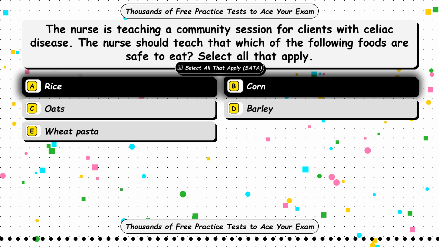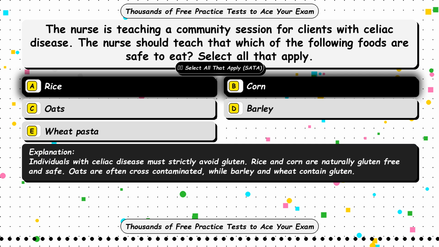The correct answers are options A and B, rice, corn. Individuals with celiac disease must strictly avoid gluten. Rice and corn are naturally gluten-free and safe. Oats are often cross-contaminated, while barley and wheat contain gluten.